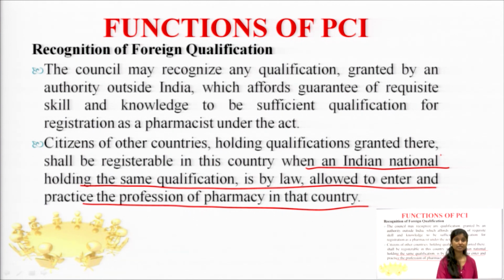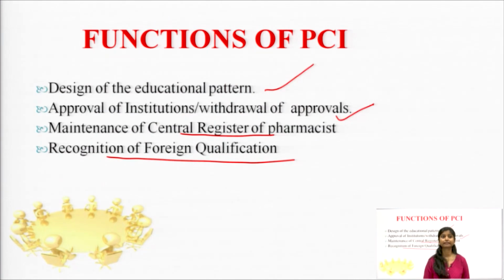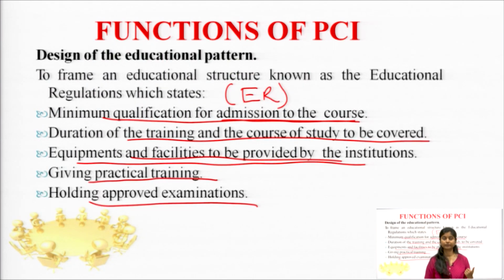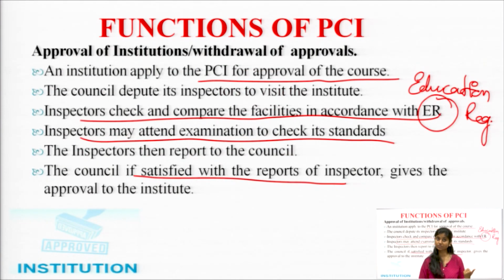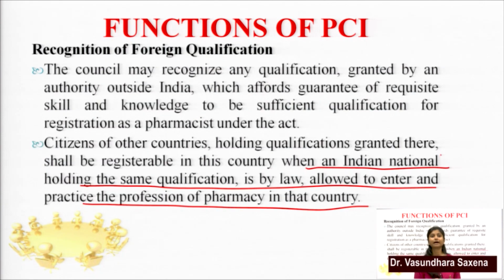Let's revise it again. I have discussed the 4 major functions, that is the education pattern, the approval of institution, withdrawal of approvals, maintenance of central register of pharmacists, which the registrar maintains, and lastly recognition of foreign qualification. For other things I will be coming up in the next sessions soon.